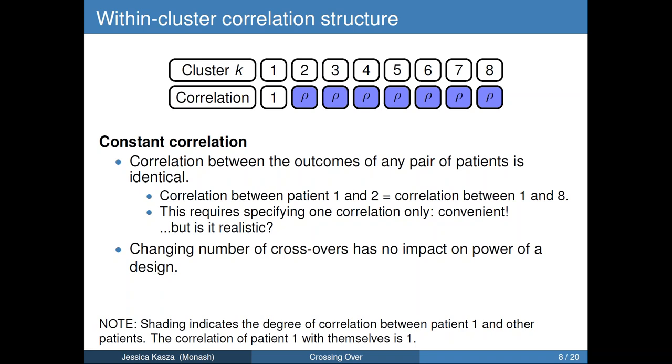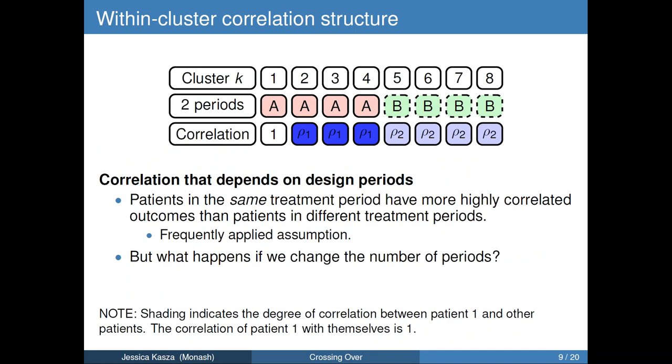So let's consider another correlation structure, a correlation that depends on design periods. Here again, we've got our individuals within cluster K, and now we're considering a two-period crossover design. So this cluster has been assigned to the sequence where the first four patients receive treatment A and the second four receive treatment B. The correlation that depends on design periods tells us that the correlation between patients within the same period is going to be greater than between patients within different periods. So patient one and patient two are in the same period here. Their correlation is given by rho one. However, patient one and patient five are in different periods. Their correlation we may expect to be somewhat reduced and is given by some other correlation coefficient, rho two.